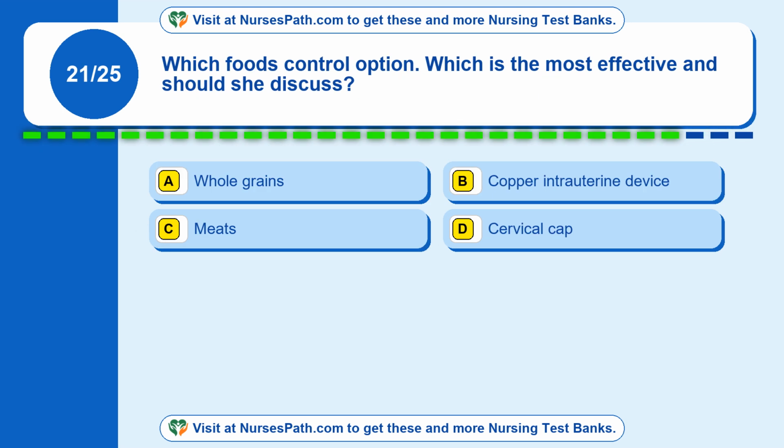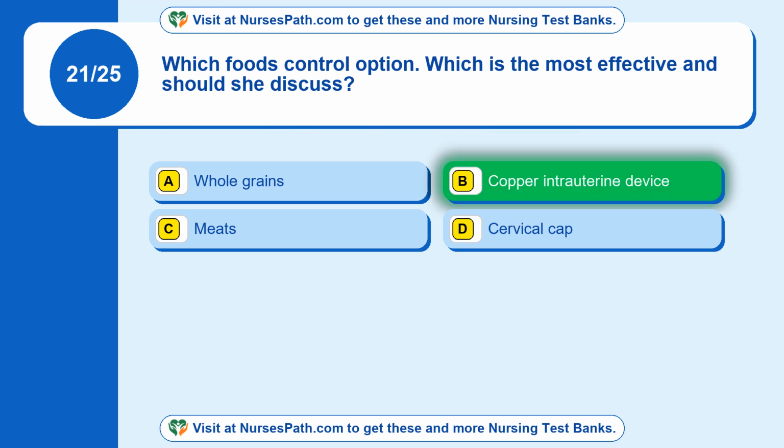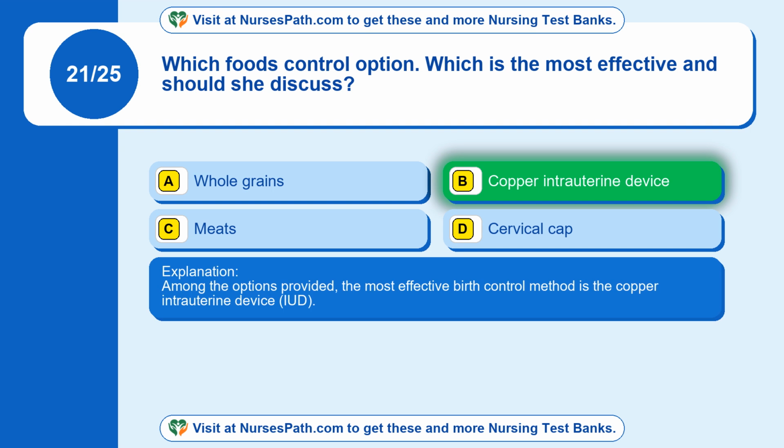Question 21. Which birth control option is the most effective and should she discuss? Option A, whole grains. Option B, copper intrauterine device. Option C, meats. Option D, cervical cap. The correct answer is option B, copper intrauterine device. Among the options provided, the most effective birth control method is the copper intrauterine device, IUD.